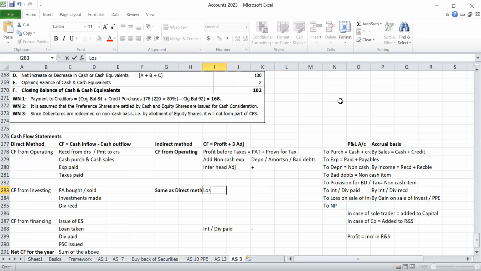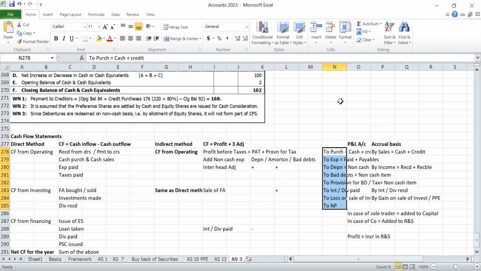Then loss on sale of fixed assets. Actually, the loss on sale of fixed assets is deducted here, so you have to add it back. But here we will consider not only the loss but the total cash flow from sale of fixed assets, that is the cash inflow, which I will add there. Here I will compute only the profit or loss, and only that portion you should reverse in the profit and loss account, because in the profit and loss account I am not taking the total cash flow from sale of fixed assets.